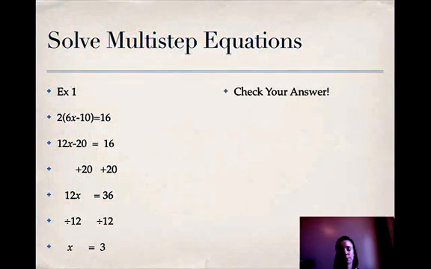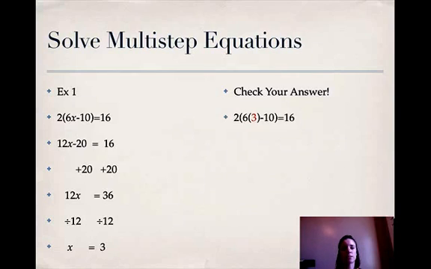We want to check our answer. We do this by plugging 3 in wherever we see x. So it becomes 2 times the quantity, 6 times 3, minus 10. If we did everything right, it should equal 16. This is where I do order of operations. So I'm going to do what's in the parentheses first. So 6 times 3 gives me 18.